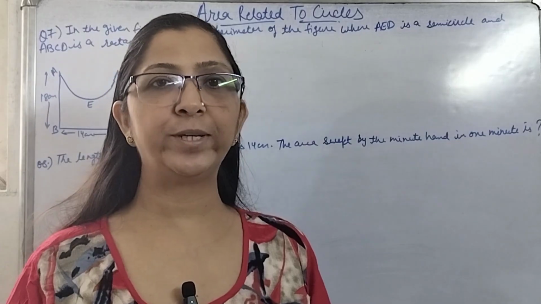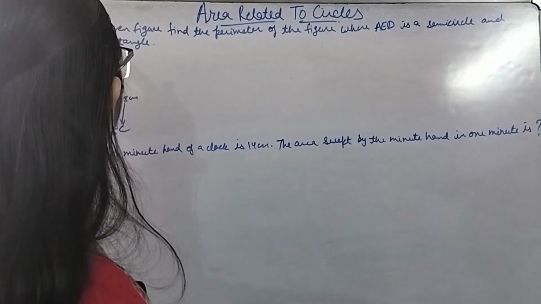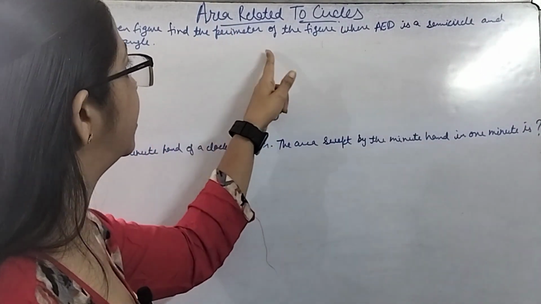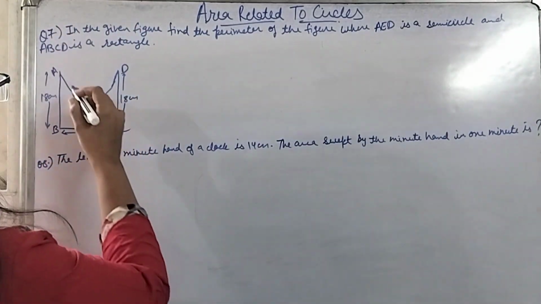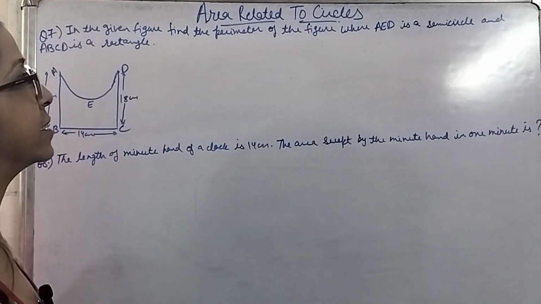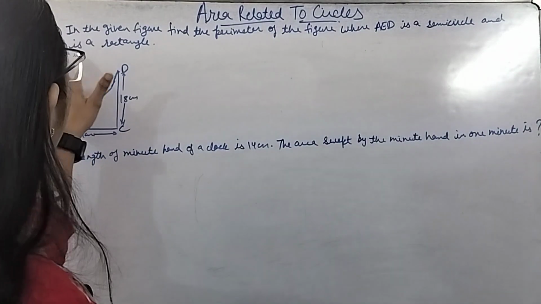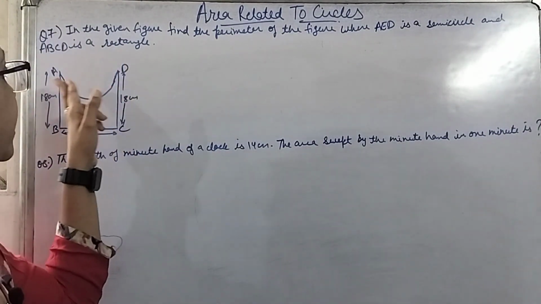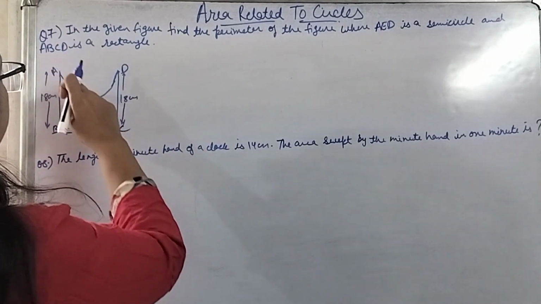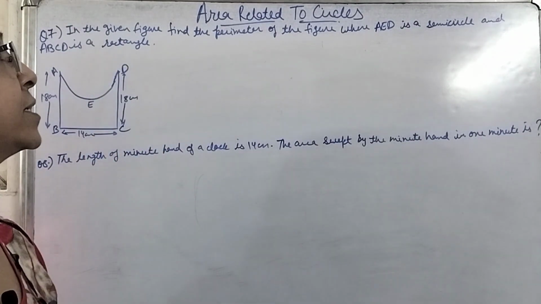Let's see the next two questions. In the given figure, find the perimeter of the figure where AED is a semicircle. This AED is a semicircle, and ABCD is a rectangle.